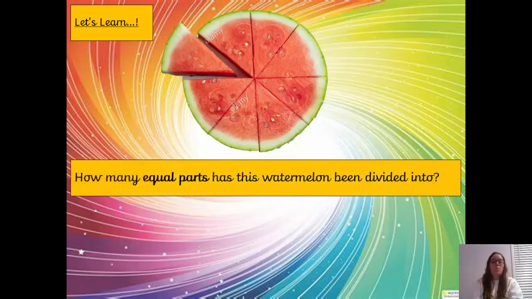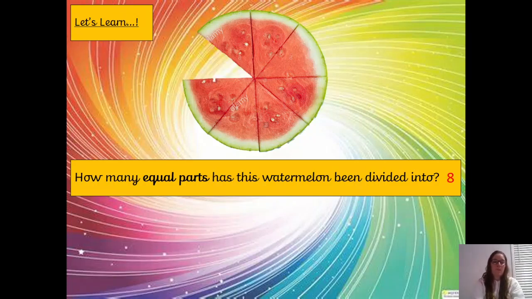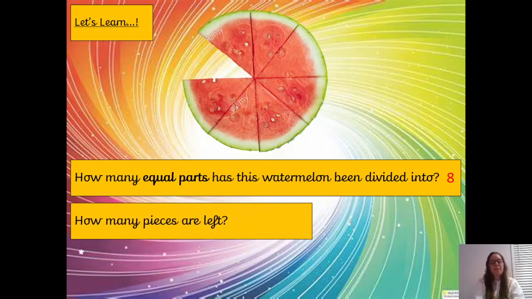How many equal parts has this watermelon been divided into? So looking at the watermelon, how many pieces has it been cut into? Can you see? What do you think? Have a quick count. Okay, so hopefully you are shouting or saying that it's been divided into 8 pieces. Now, how many pieces are left? How many pieces of our watermelon are left? And straight away you should be saying there are 7 pieces left.